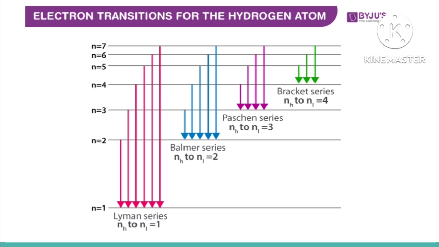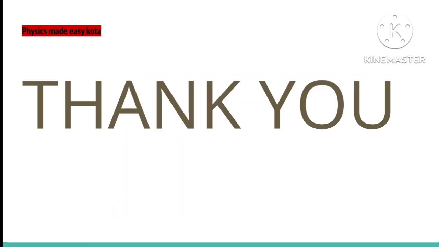In this way we get the next one, which is the Pfund series. So these are the spectral series of the hydrogen atom. All these series have their particular wavelengths.